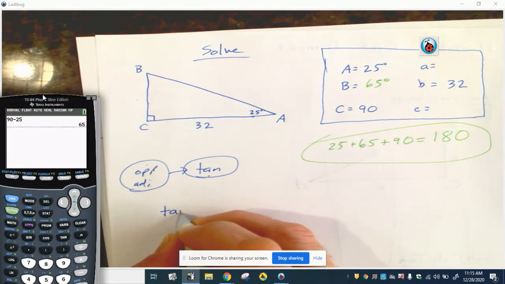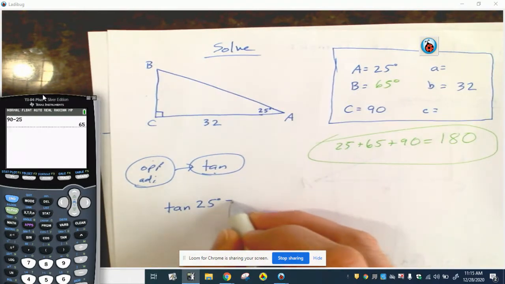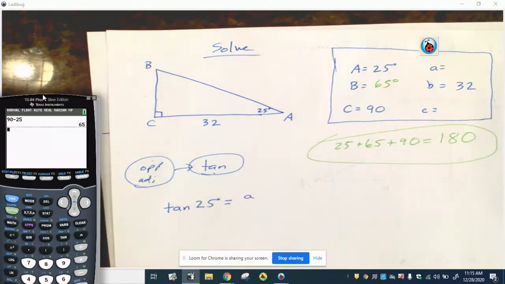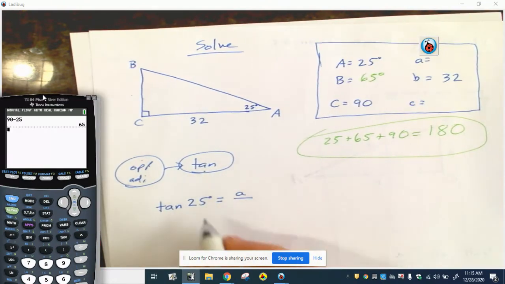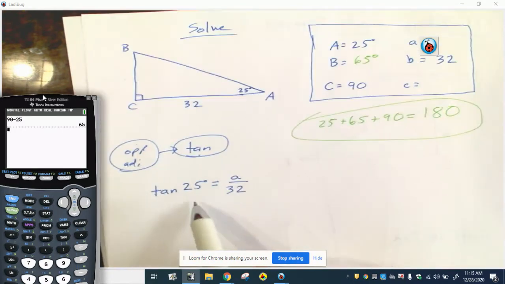So tangent of my angle, 25 degrees, has to equal the opposite side, which we don't know, which is side A, over the adjacent side, which we do know is 32. You have to have two pieces of information to find the third. That's the basic way SOHCAHTOA has to work, okay?